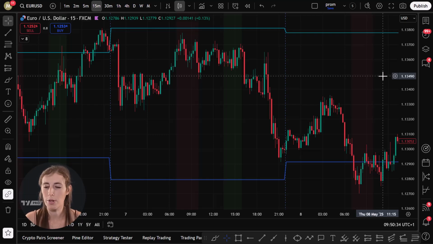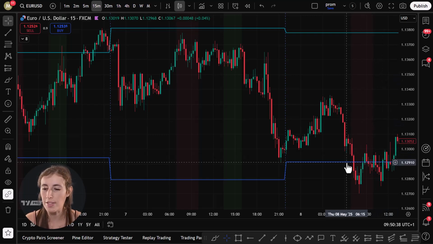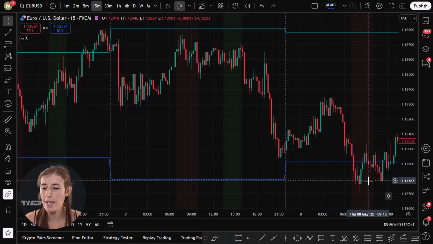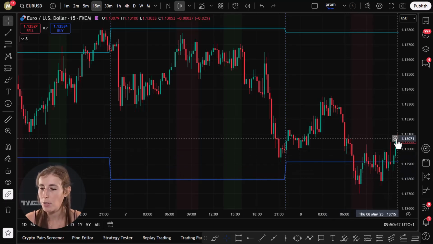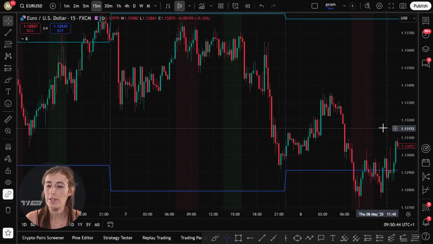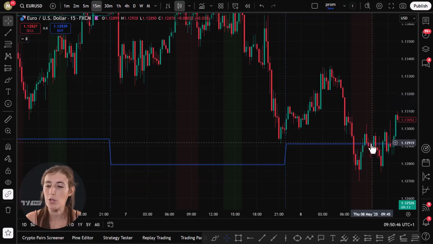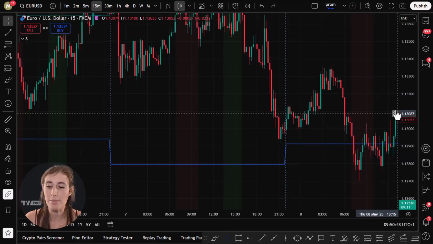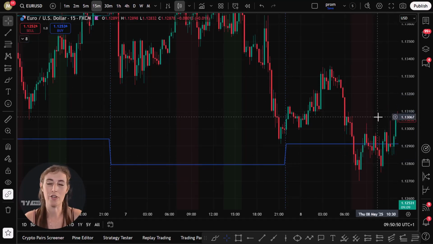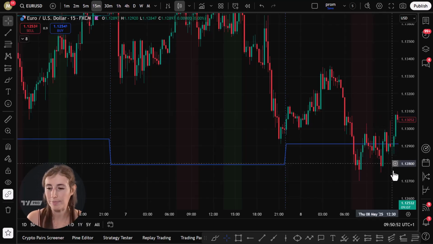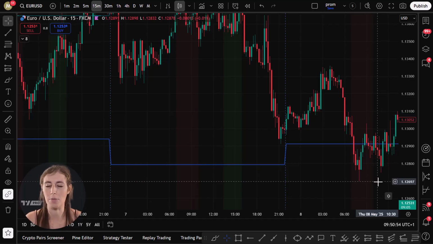EURUSD, this one looks more interesting. It's very similar to the previous two. We've got a break below this previous daily low, a close below it, but at the moment price is pushing up. Now this is what I'd want to see because I would be looking to go short, but I don't want to sell at the bottom. I want to be selling higher up so that I've got a better entry. So this looks like it could be an option.